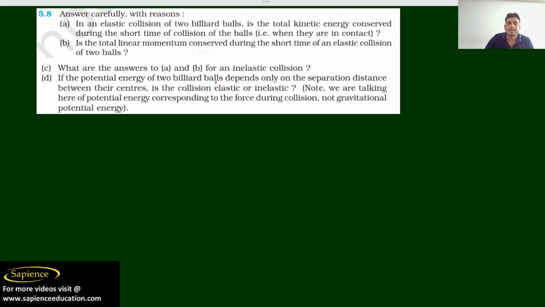Good morning, everyone. I am here to solve the work, energy and power question of NCERT 5.8. Answer the following with the reason carefully.